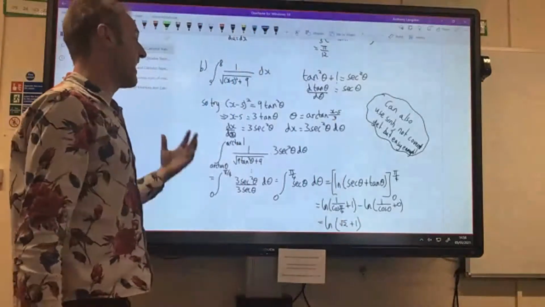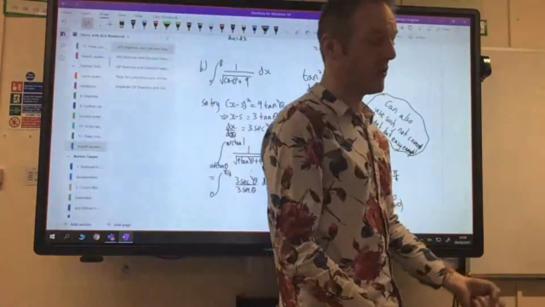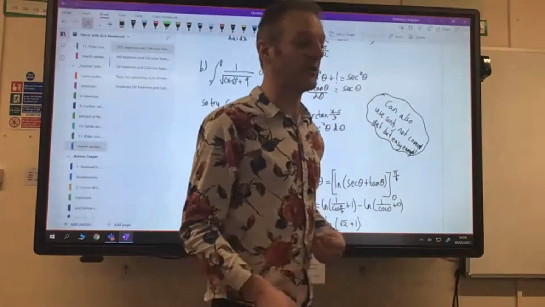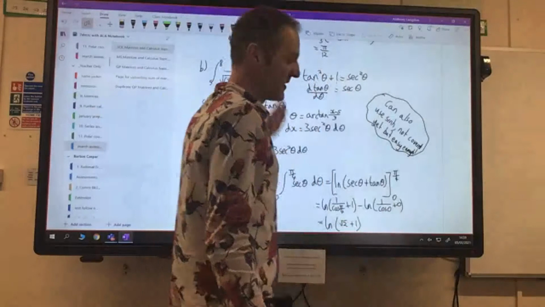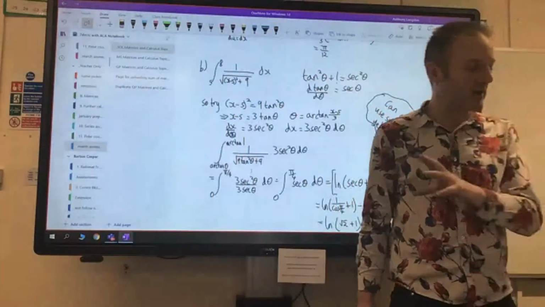So those of you who thought, I've never seen anything like this, Dr. Langdon's forgotten a piece of the course, but look, it's in the formula book, I can use this. You are absolutely right. It's just I haven't forgotten a bit of the course. I was hoping you were going to do it this way. I'd forgotten it was in the formula book, that's all. Okay, so have a look at that.